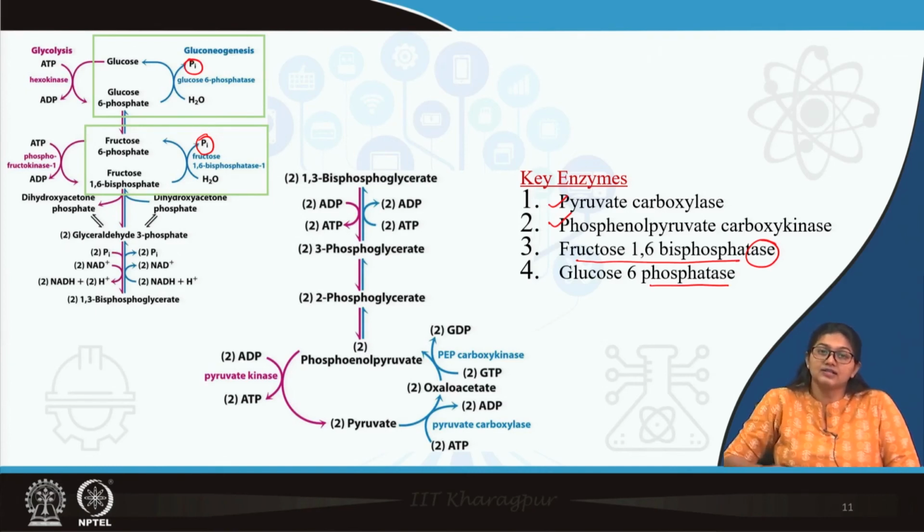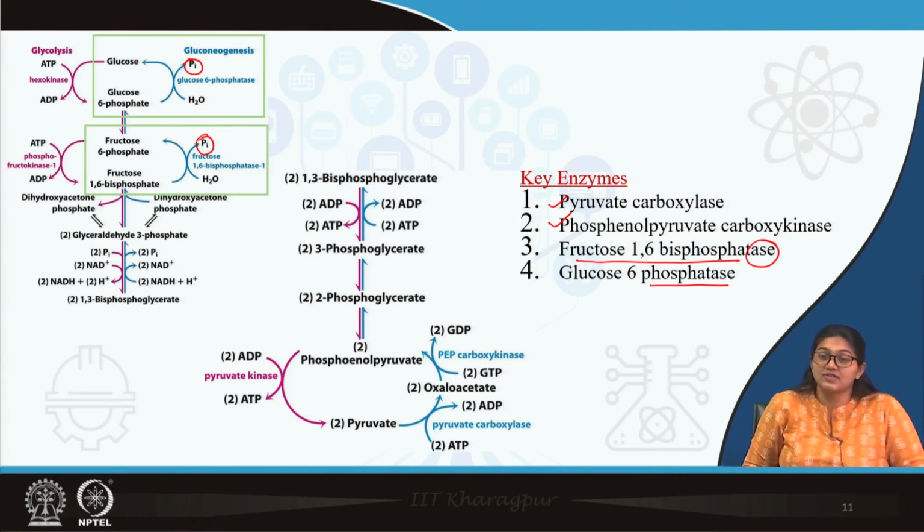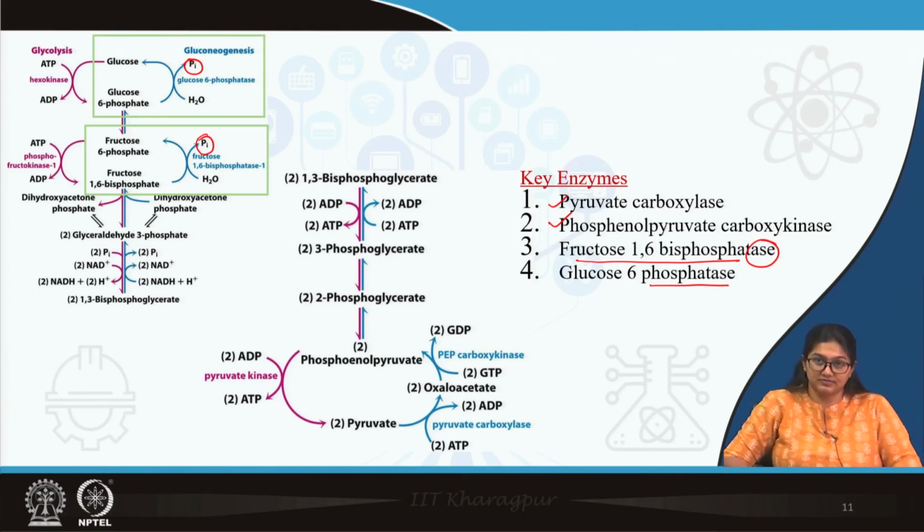So, these are the three steps of glycolysis which are irreversible in neoglucogenesis. For these three steps of reaction, there are different sets of enzymes, and these are the key enzymes where neoglucogenesis is basically regulated.